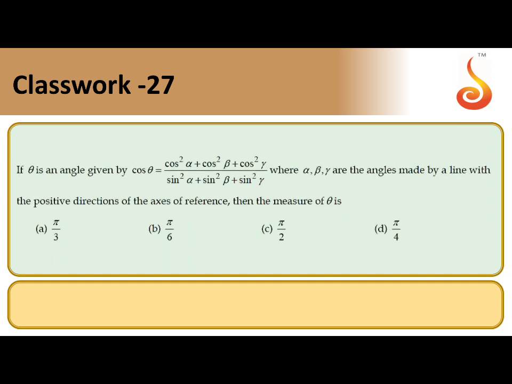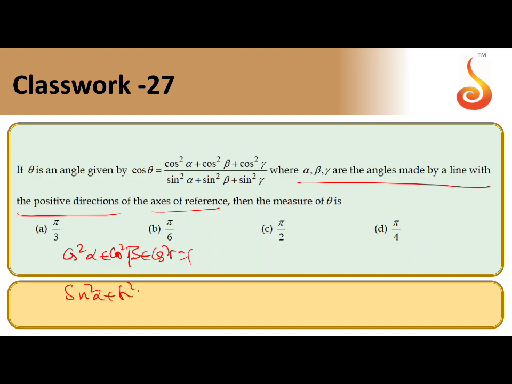Next, theta is the angle given by cos theta equal to cos square alpha plus cos square beta plus cos square gamma by sin square alpha plus sin square beta plus sin square gamma. Alpha, beta, gamma are angles made by the line with the positive direction of the coordinate axes. Then they are asking the value of theta. We have the property cos square alpha plus cos square beta plus cos square gamma is 1. Similarly for sin square alpha plus sin square beta plus sin square gamma, these are standard results. This holds when alpha, beta, gamma are angles with the x-axis, y-axis, z-axis.